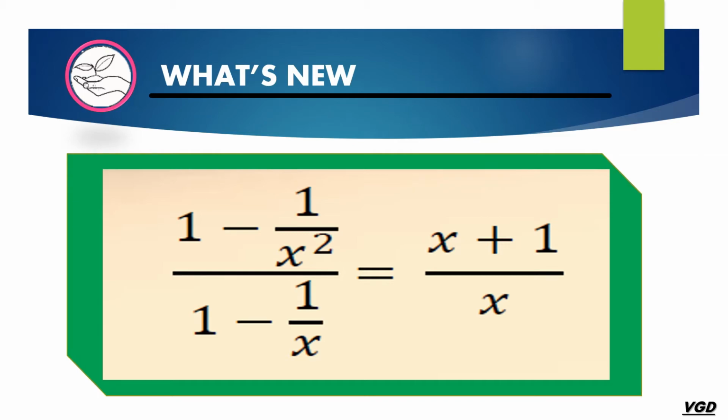What's new? Let's have this problem. 1 minus 1 over x squared divided by 1 minus 1 over x equals x plus 1 over x. So how did we get the answer x plus 1 over x? Did we use the same method, just like simplifying complex fractions? So let's find it out together as we move on to the lesson.